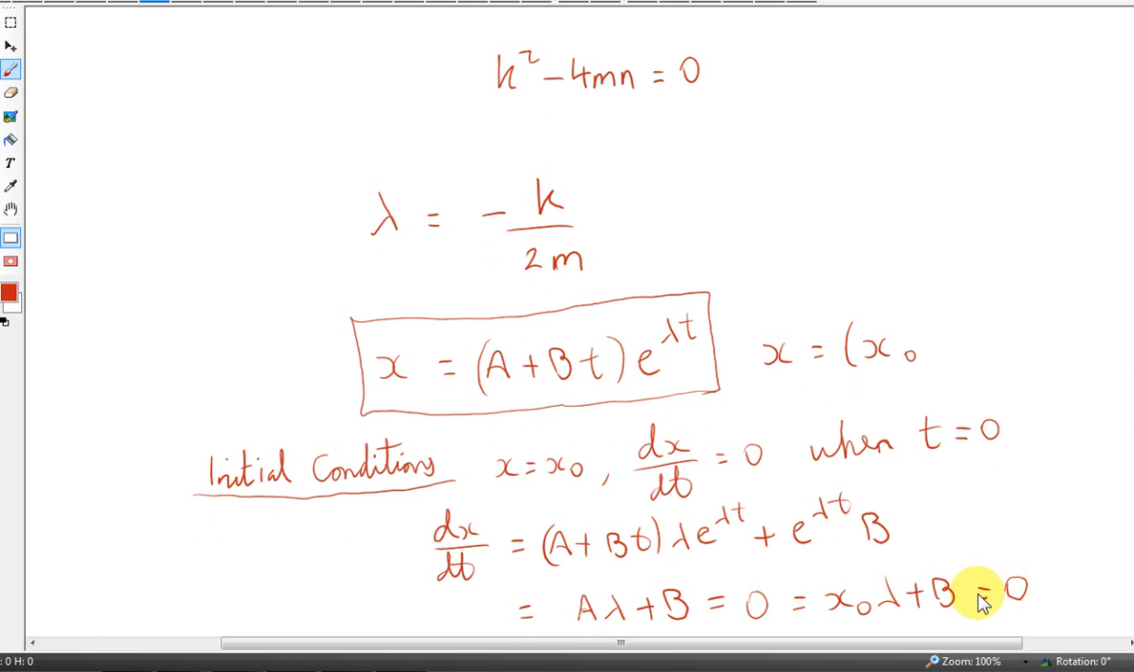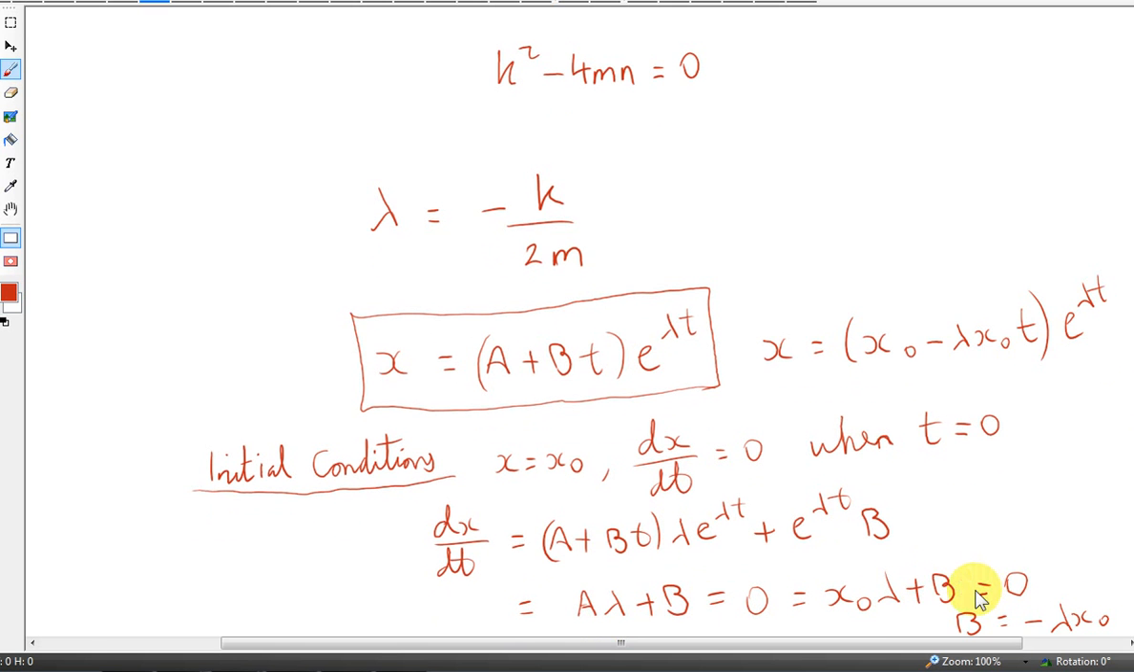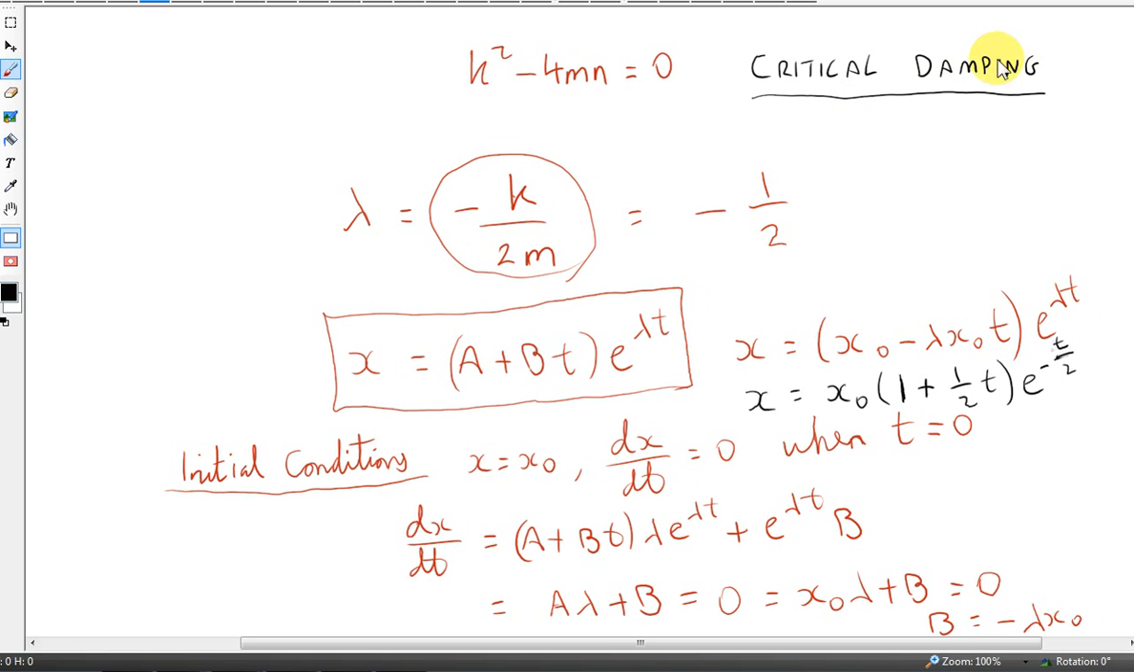We can solve this for b, and we get b equals minus lambda x0, and plug in for b here. And we know that lambda is given by this thing here. And actually in the example we're doing, both k and m are equal to 1. So this is minus a half. Anyway, for the critical damping case, we will end up getting this solution here. I plug minus a half in for lambda.